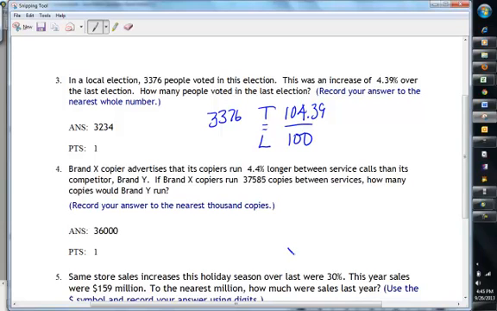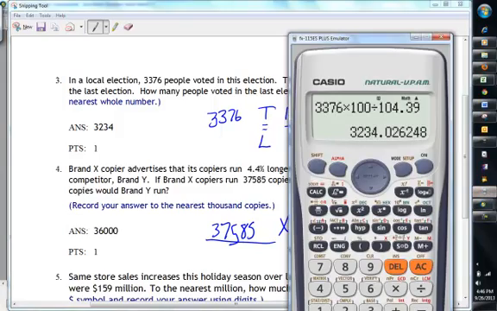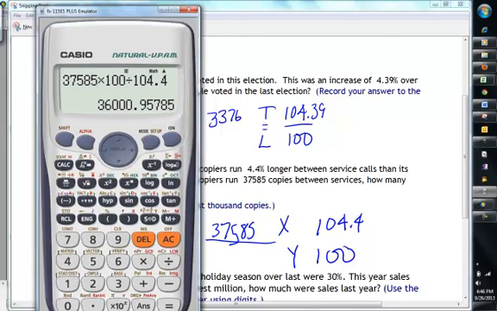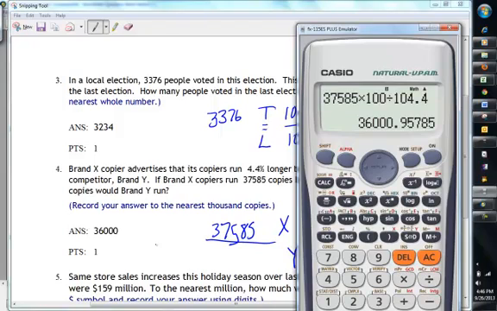Next one. Brand X advertises that its copiers run 4.4% longer between service calls than its competitor. So the competitor is brand Y. That's what it's based on. They're 100%, so brand X runs 104.4%. Brand X runs 37,585. So let's cross multiply and divide. 37,585 times 100 divided by 104.4 gives us 36,000, rounded to the nearest 1,000 copies.